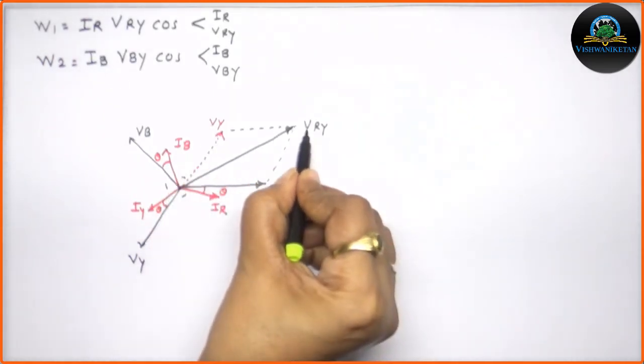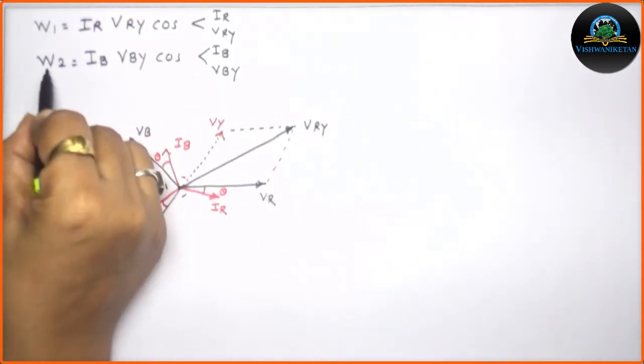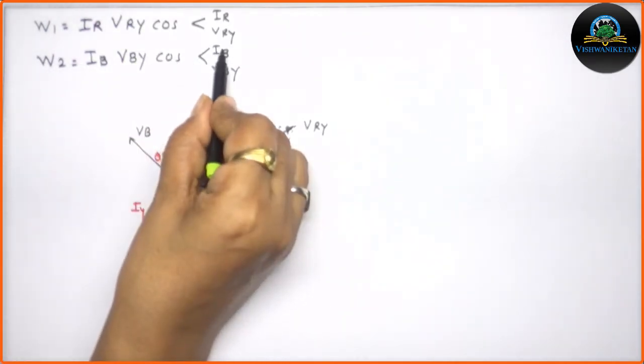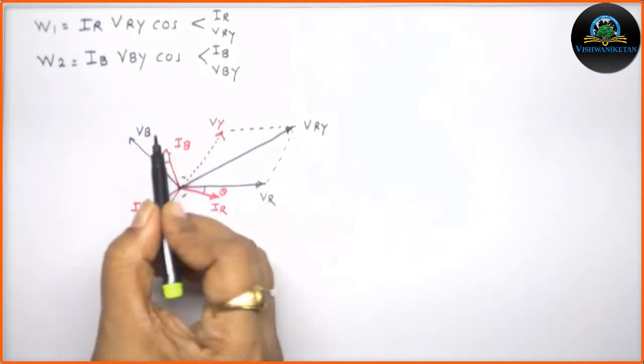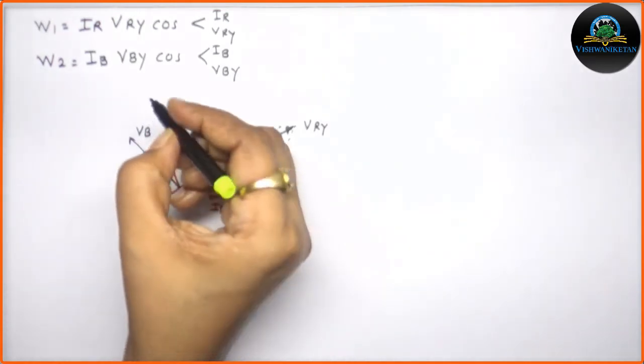Now I got the resultant VRY. Similarly, in the second case W2, I want to find out the angle between IB and VBY. Now I have VB and I have the reflected component of VY, so I will draw again the parallelogram for the same.